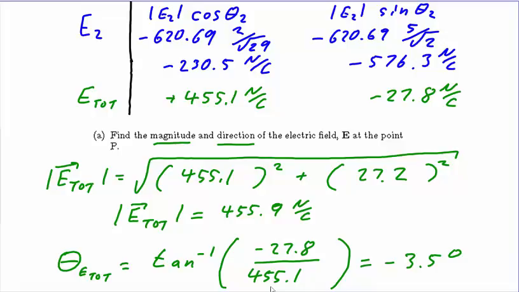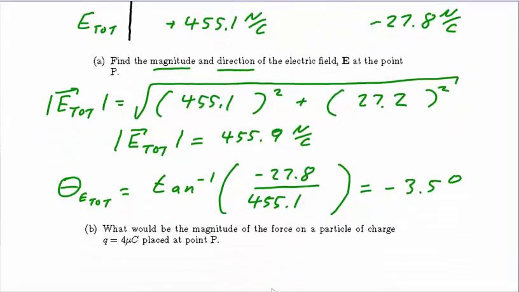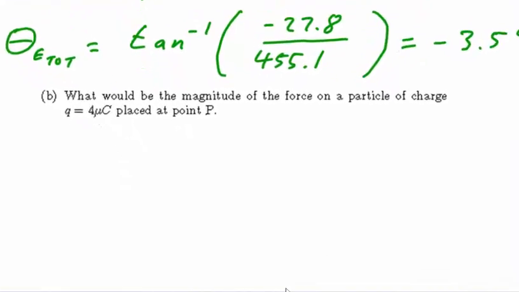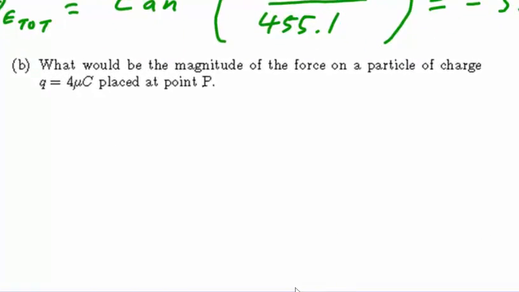To finish this problem out, we now need to find the magnitude and direction of the force on a particle of charge 4 microcoulombs placed at the point P. One option for approaching this calculation would be to do as much work as we just completed for the electric field. Find F1 with 2 components. Find F2 with 2 components. Add the components to get the components of the answer. Sum of the squares, square root to get the magnitude, inverse tangent to get the direction, and that would be an awful lot of work.